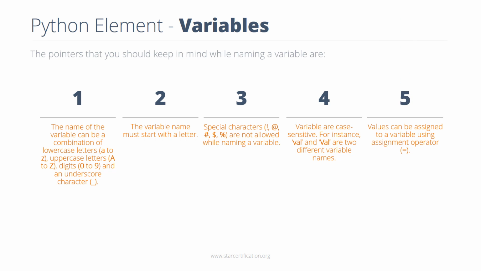Values can be assigned to a variable using assignment operator. You can assign any type of value to a variable. For instance, in this example, A, B, and C are variables which are assigned the value 12, 2.9, and hello everyone, respectively. Here the assignment operator assigns the value on the right-hand side to the variable on the left-hand side of the operator.